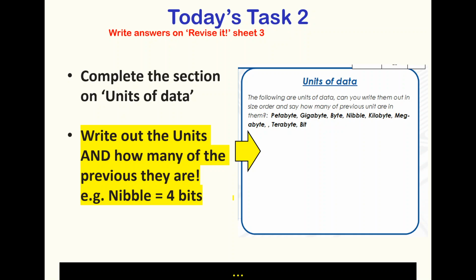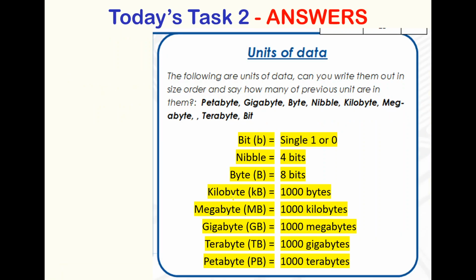Okay, time to check your answers. Let's see if you got this right. You should have a table, something a bit like this. A bit, 1 single 0 or 1, nibble 4 bits, byte 8 bits, kilobyte 1,000 bytes, megabyte 1,000 kilobytes, gigabyte 1,000 megabytes, terabyte 1,000 gigabytes, and petabyte is 1,000 terabytes. You do need to know in the exam how to convert between the two. We'll cover that in revision as well.